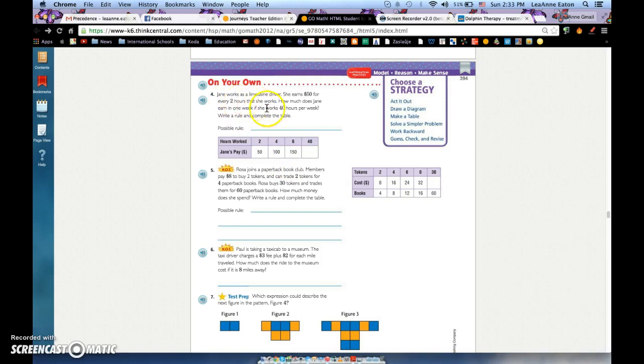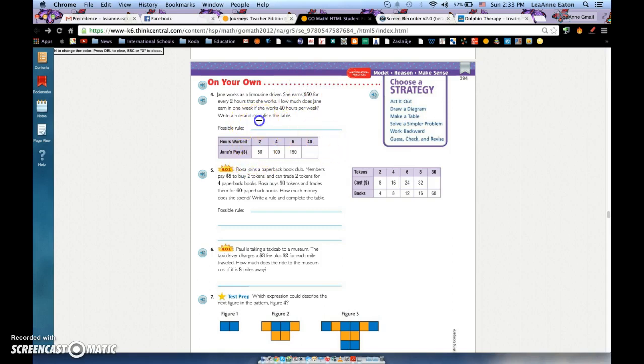All right, so Jane works as a limousine driver. She earns $50 for every 2 hours that she works. How much does Jane earn in 1 week if she works 40 hours per week? We're going to write a rule and we're going to complete the table. We know that she's earning $50 per 2 hours. So it's 2 times 25.